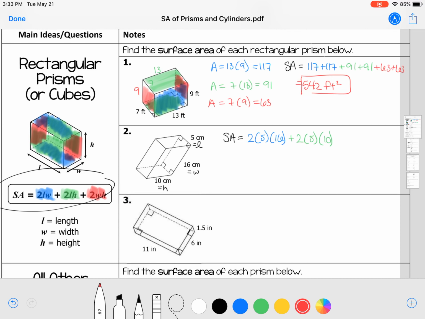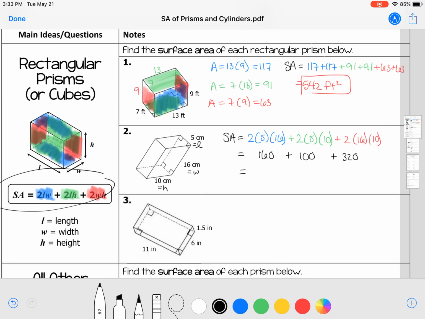And the third one tells me to do 2 times my width and my height. You can plug all of that into your calculator, or you can do a little math in your head. So 2 times 5 is 10, and 10 times 16 is 160, and 2 times 5 is 10 again, and 10 times 10 is 100, and 2 times 16 is 32, and 32 times 10 is 320.